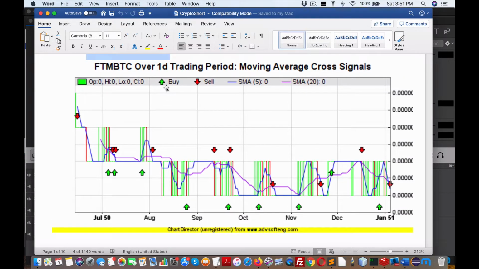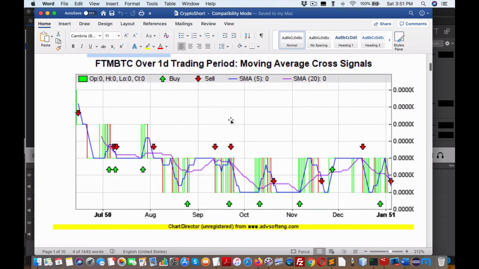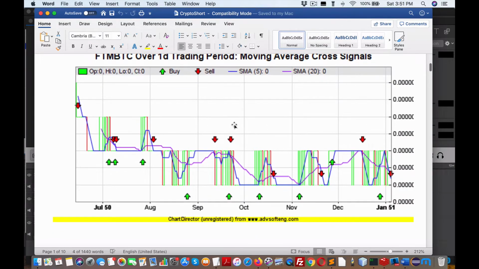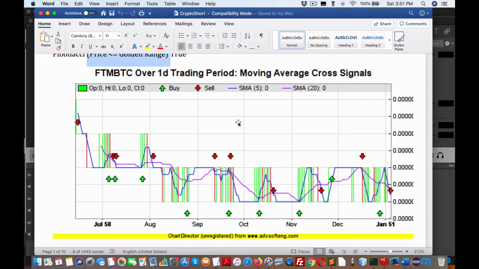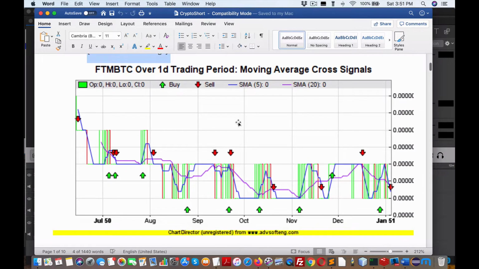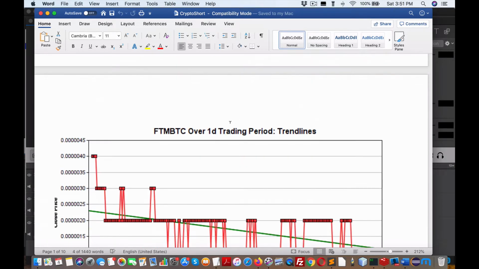Again, you can learn about that in the infrastructure Python course. So here we have just simple cross moves. Are these reliable? Probably not. That's why I like the Ichimoku. They're much more reliable. This is just more simplistic moving cross signals based on moving average.